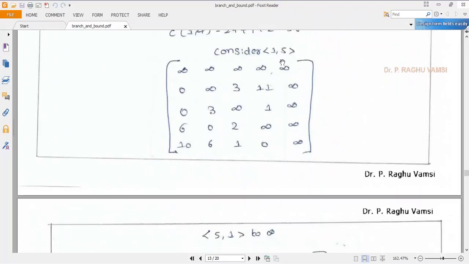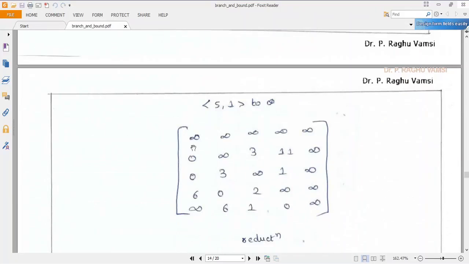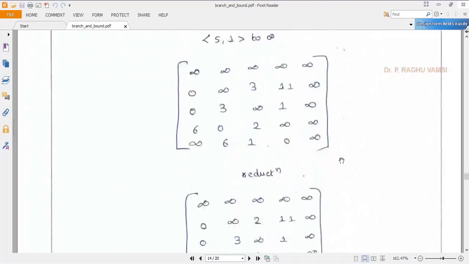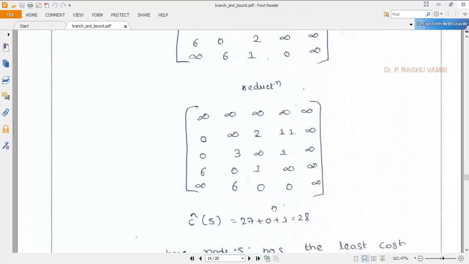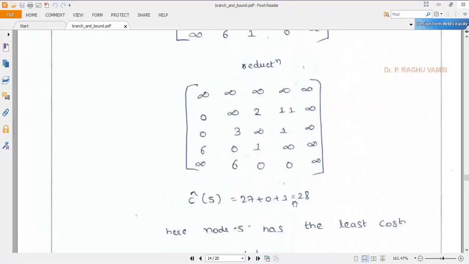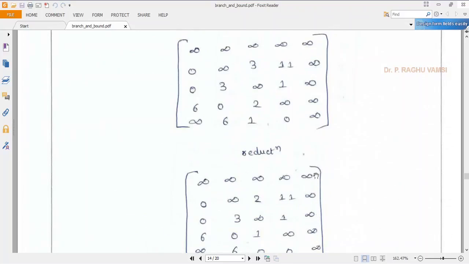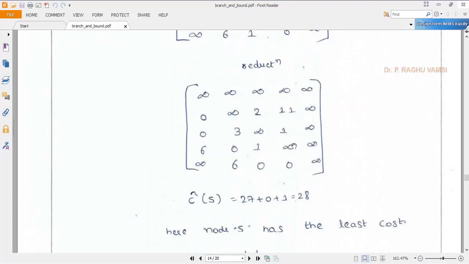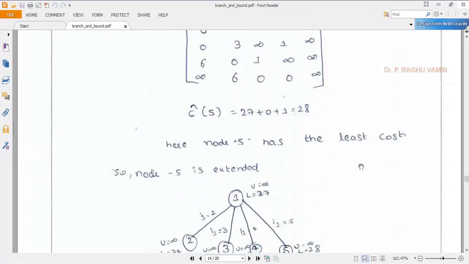Now consider 1 to 5. The first row should be infinity, the fifth column should be infinity, A of 1 comma 5 should be infinity, and A of 5 comma 1 must be infinity. So identify the minimum element from each row and reduce it from the remaining other elements in the same row. Do the same thing for the columns after performing the row operation. Here 1 comma 5 is 0, the previous cost is 27, and the cost reduced in visiting 1 to 5 is 1. So we got the total as 28. So here node 5 has the least cost.